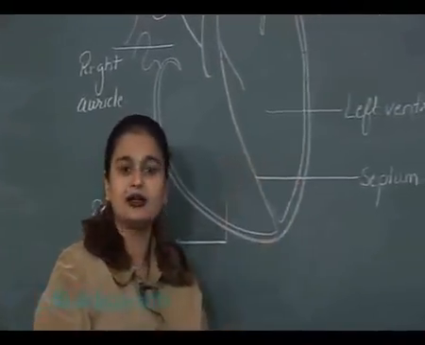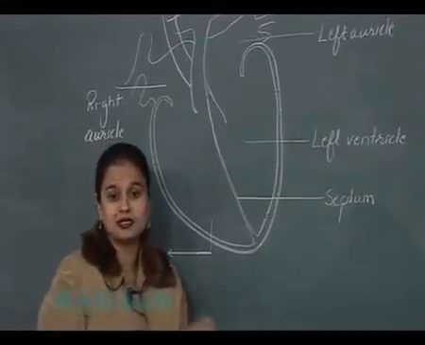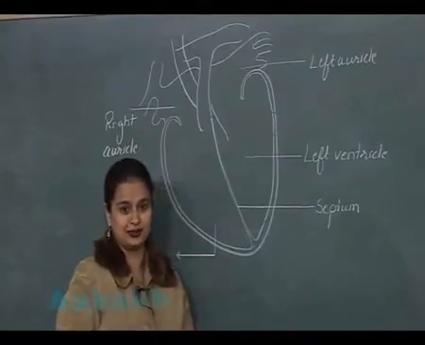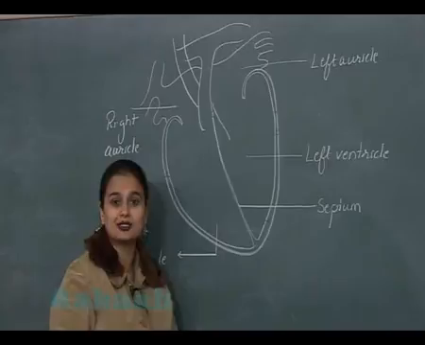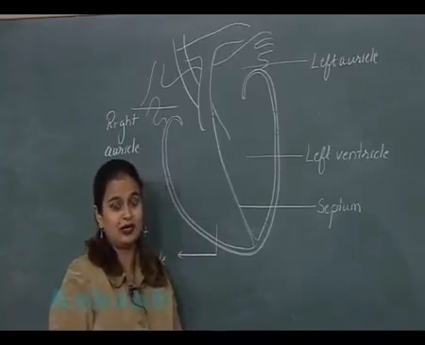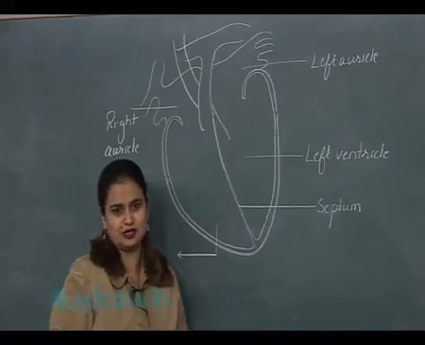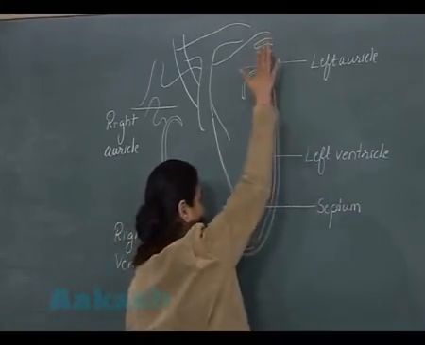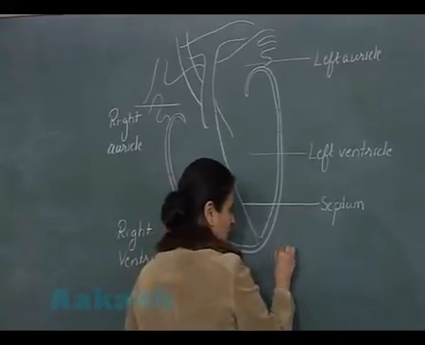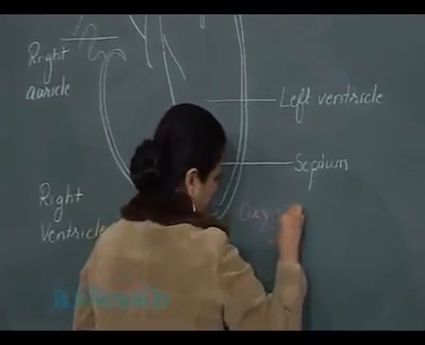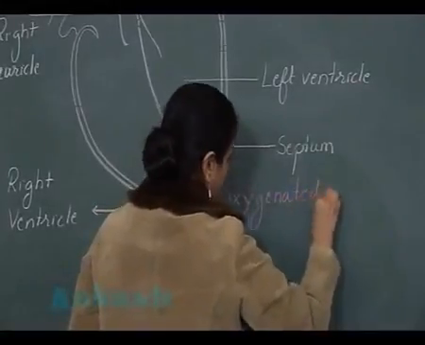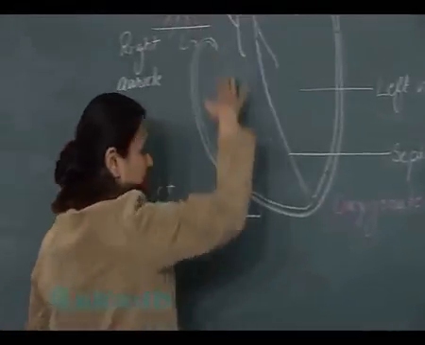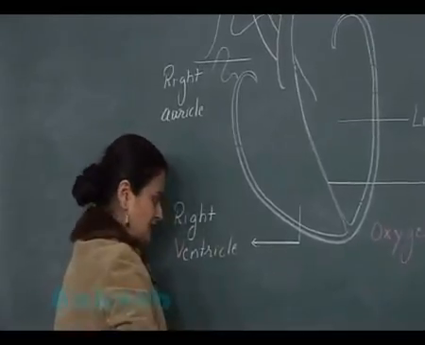The left hand side of the heart is always going to carry the oxygenated blood, that is the blood which is rich in oxygen. And the right hand side of the heart is going to carry the deoxygenated blood, the blood which is deficient in oxygen, or rich in carbon dioxide. So the left hand side of the heart is going to carry the oxygen rich, or you can say the oxygenated blood. The right hand side of the heart is going to carry the deoxygenated blood.